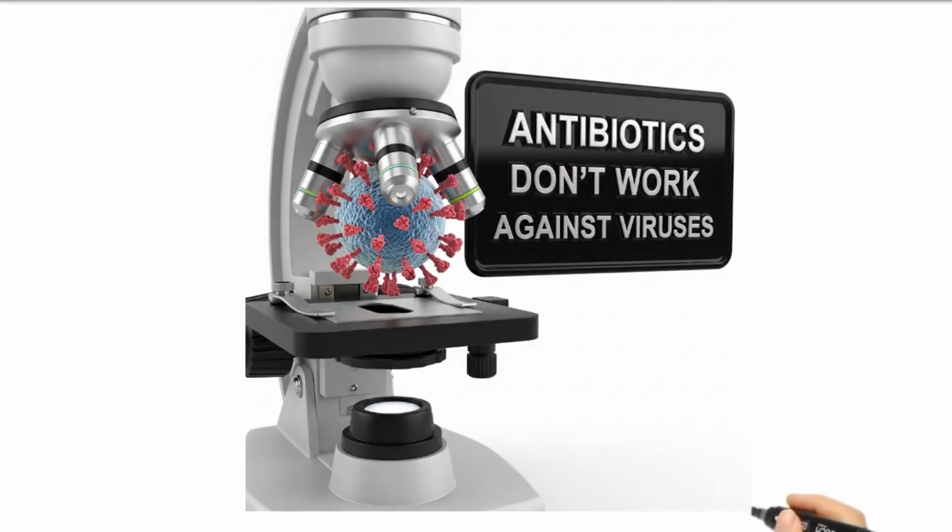Defining microorganisms and common types. So, what exactly are microorganisms? Simply put, they are tiny living things that are too small to be seen with the naked eye. You need a microscope to see them individually. Now, let's talk about the main types you'll encounter in healthcare.